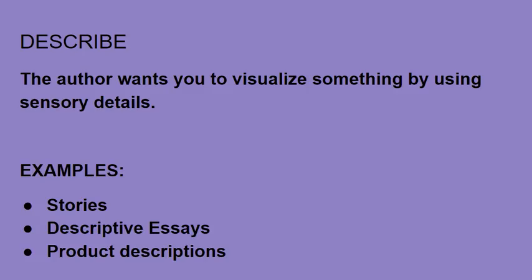Describe. The author wants you to visualize something by using sensory details. What are sensory details? Details that help us to see, feel, hear, smell, taste. They can describe things so that we can put them into real-life examples. An example of some of these writings may be product descriptions. Have you ever seen a product description that describes the orange flavor of a cereal and how it describes the tanginess? That is a sensory detail. Please pause the video now to write down the definition of describe and a few examples.